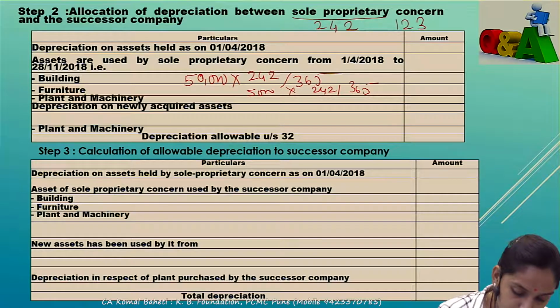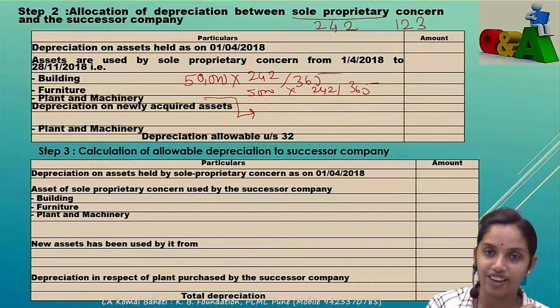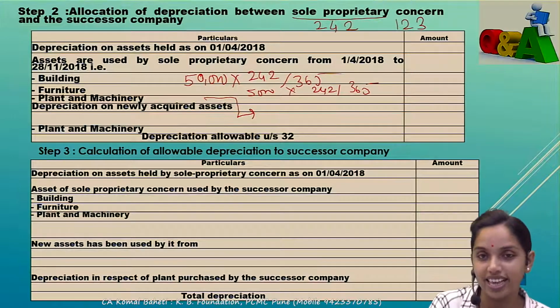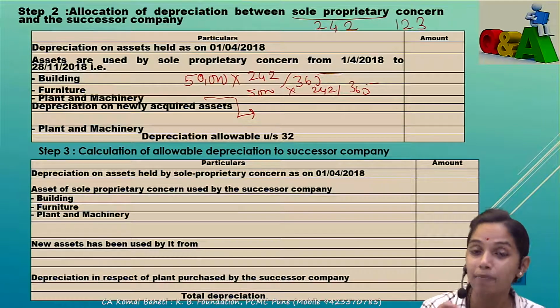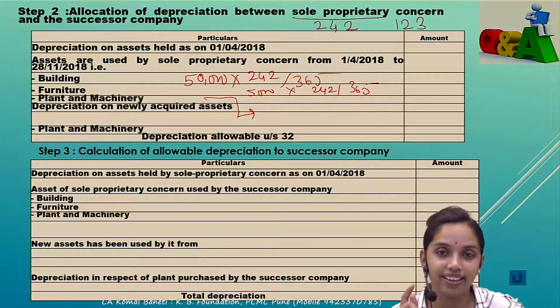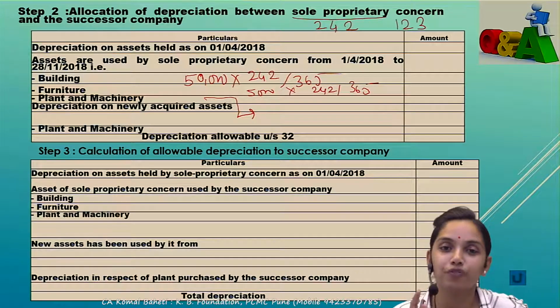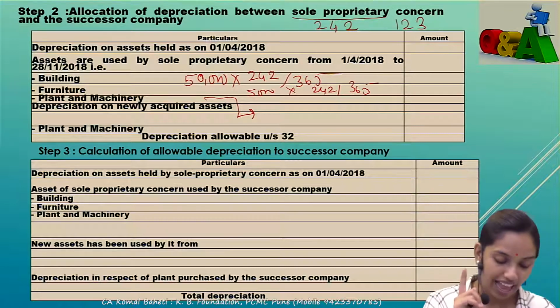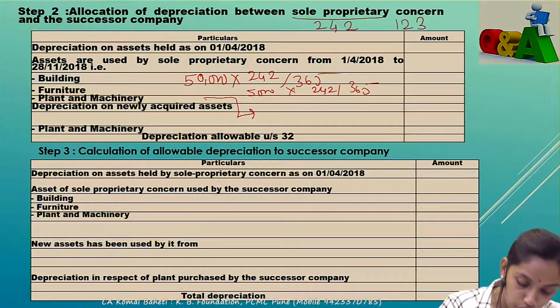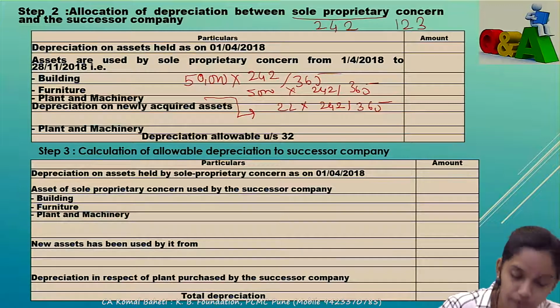Correct. Next, for the plant and machinery, be careful because there are two types of plant and machinery. One has been used for 123 days, but the other plant and machinery, the addition during the year, you purchased only on the 15th of October. So that has not been used for 123 days. Have you clear? Just observe this carefully. For the first, that 2 lakh, this same ratio would be applicable: 242 divided by 365, correct.